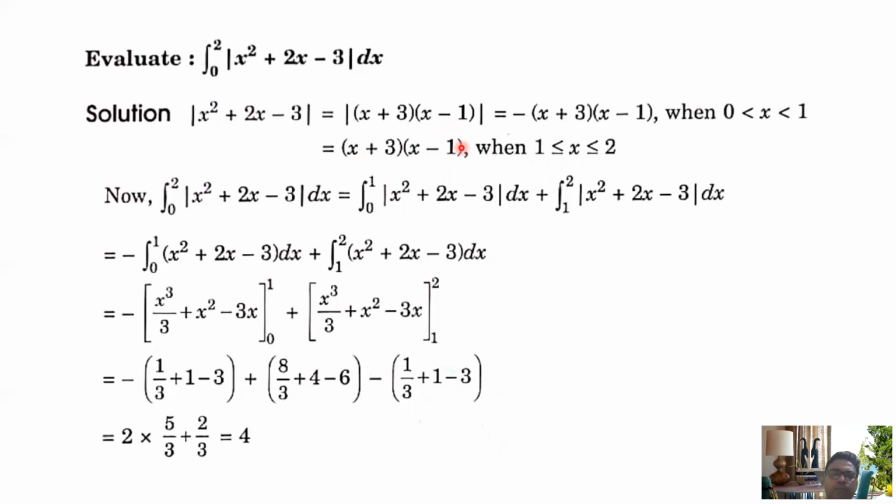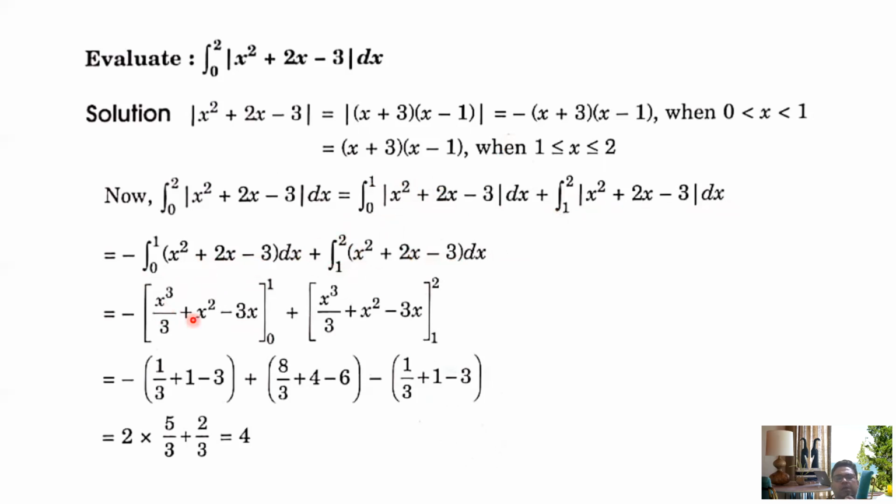Now you can divide the range. How to decide this range? Because your range is 0 to 2, that is why I am dividing this. So the integral from 0 to 2 of mod of x square plus 2x minus 3 dx can be divided into 0 to 1 of mod of x square plus 2x minus 3 dx, plus 1 to 2 of mod of x square plus 2x minus 3 dx. Already you know, in 0 to 1 this is the negative form, so you write minus of x square plus 2x minus 3. And from 1 to 2, x square plus 2x minus 3 dx, very simple.